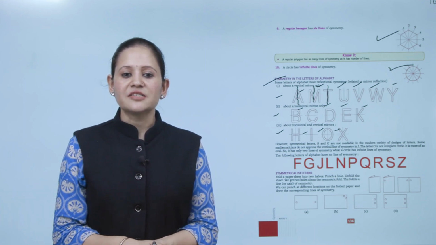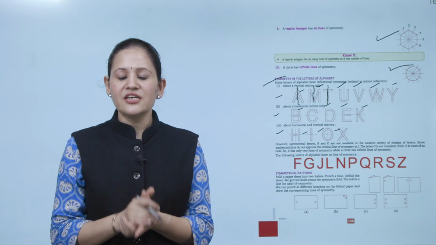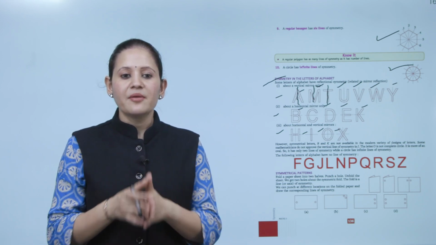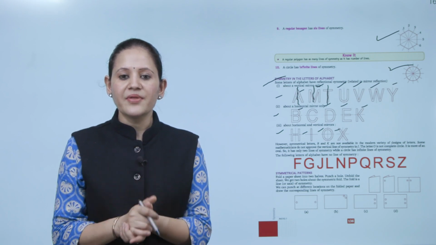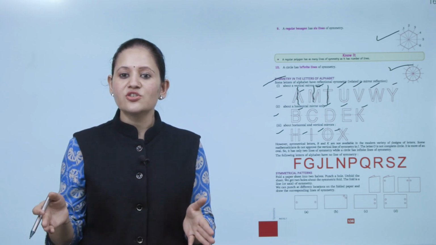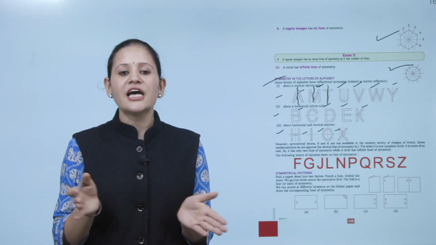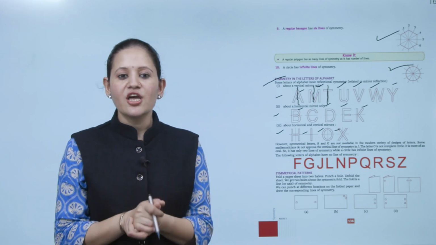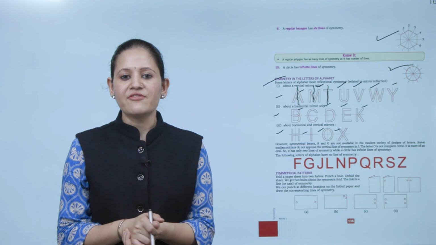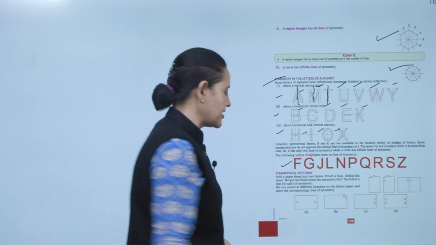However, the symmetrical letters B and K are not available in the modern variety of design of letters. Some mathematicians do not approve the vertical line of symmetry in the L. The letter O is not a complete circle; it is more of an oval. So it has only two lines of symmetry, while the circle has infinite lines of symmetry. The following letters of the alphabet have no line of symmetry. All these letters have no line of symmetry.